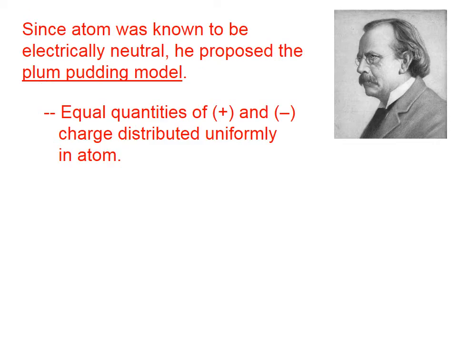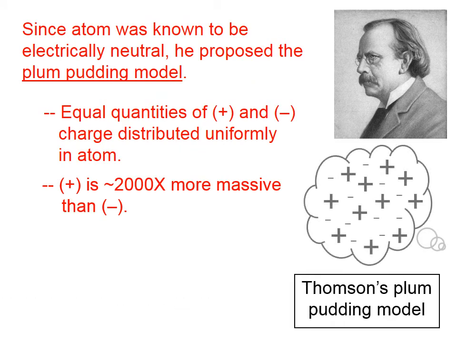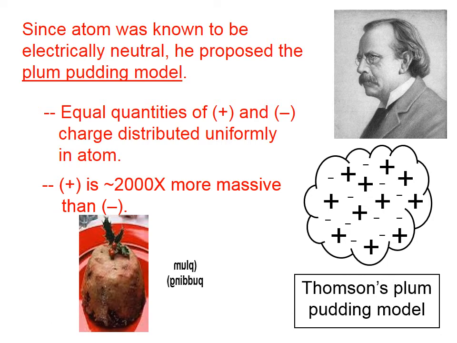Then, since the atom was known to be electrically neutral, Thomson proposed his plum pudding model. In other words, if there are negative particles, and we know that the atom is neutral, then there also must be positive particles. And since it was known that the positive particles were much more massive compared to the negative particles, Thomson imagined little tiny negative particles embedded in a much larger mass of positive particles. And that's why we call this the plum pudding model.